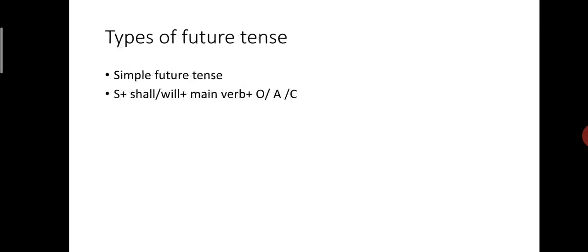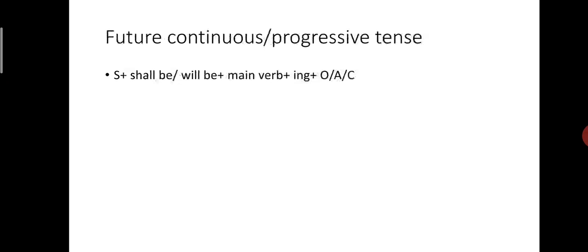Next type, future continuous or progressive tense. Structure: subject plus shall be or will be plus main verb plus ing plus object, adverbial or complement. Uses, how it is used in the sentence: to express an action that may be in progress in future. Tomorrow Jaya will be playing piano by this time. It is an example of future continuous tense.